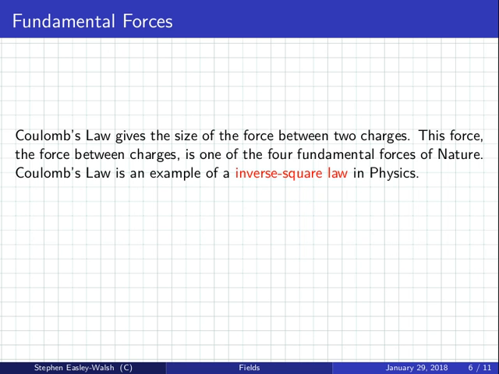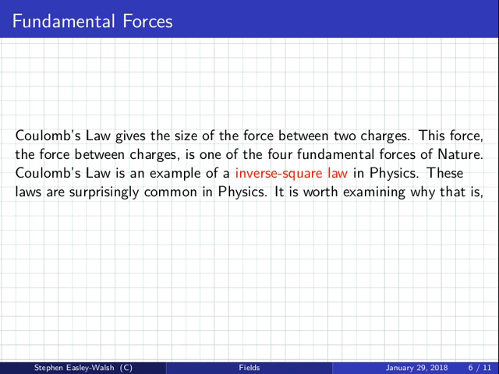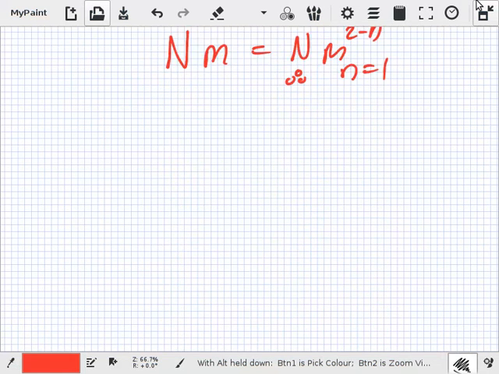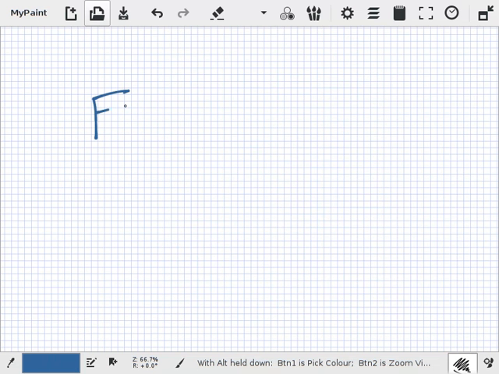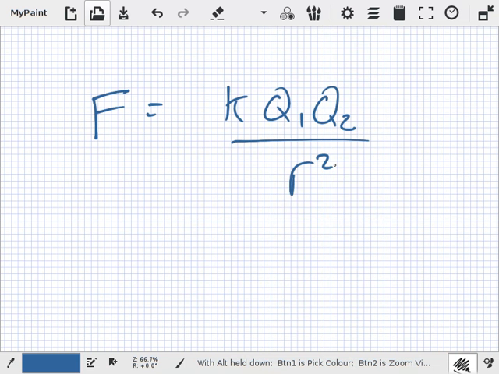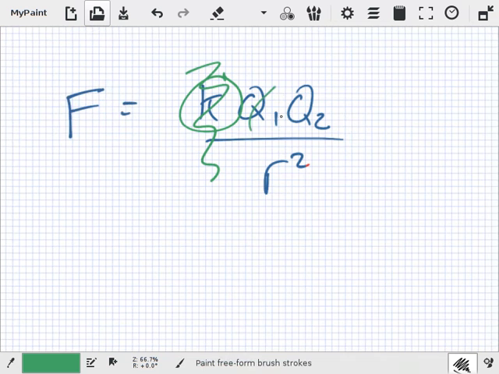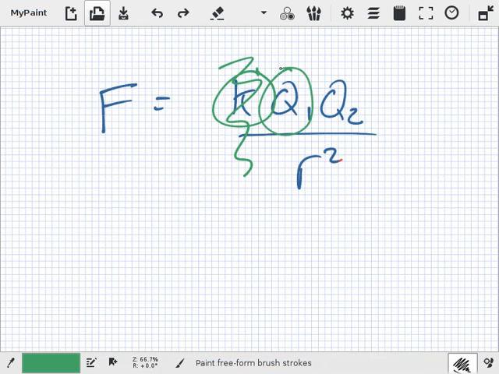And Coulomb's law is an example of an inverse square law in physics. These are actually pretty common in physics, and it's worth looking at the reason why. So what do I mean by an inverse square law? Let me explain that. Coulomb said F equals K Q1 Q2 over R squared. Now, this K is just a constant. It doesn't really matter, it's just what units we use. So we can forget about that. And this Q makes sense. If the charge is bigger, then we should have more force.